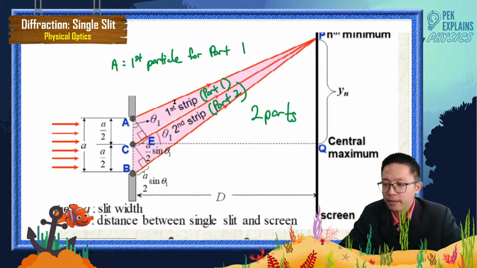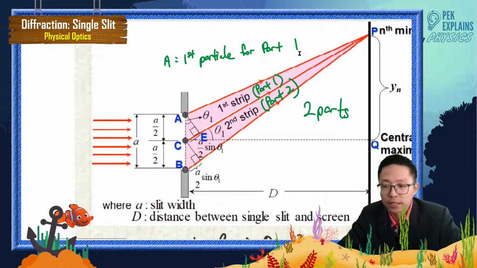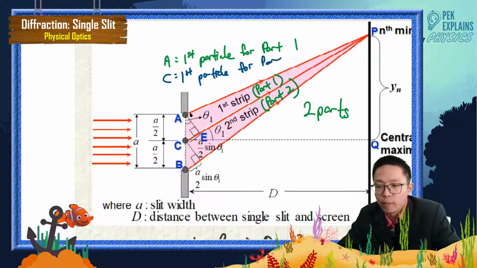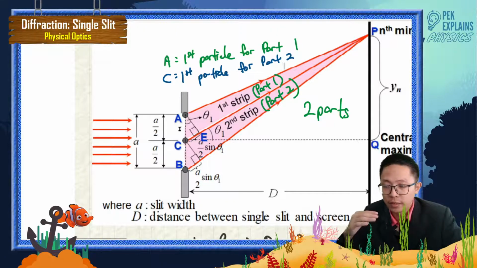Okay, so A is the first particle for part 1, the first particle that produces the wave. Now, what is C? C is the first particle for part 2. We have 2 parts, isn't it? We already divide this slit into 2 parts. So A is the first particle for part 1. There are many particles following, and then C is the first particle for part 2, and B is the last particle for part 2.